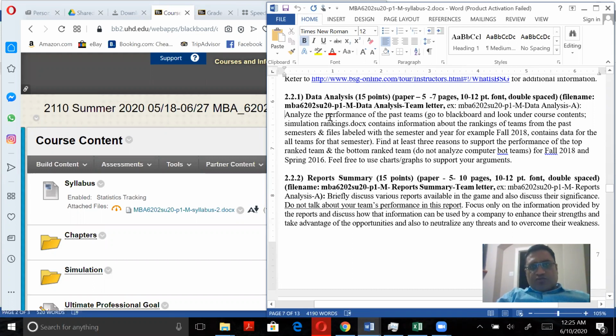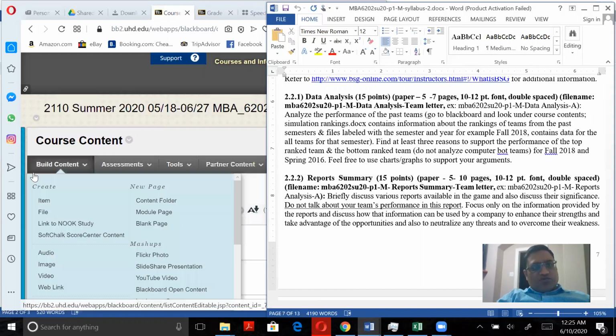I'll be reading this just the way it is in the syllabus, because I want to show you how, just by following what's on the syllabus, since these instructions are very detailed, you'll be able to do this assignment with no problems. Right, so let's just read this. The assignment is to analyze the performance of the past teams.